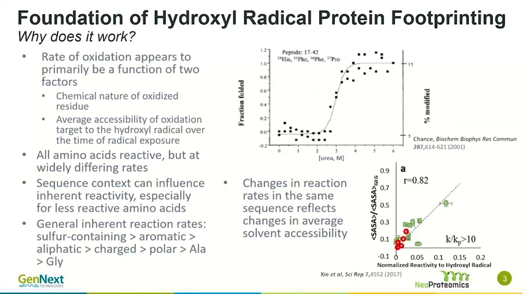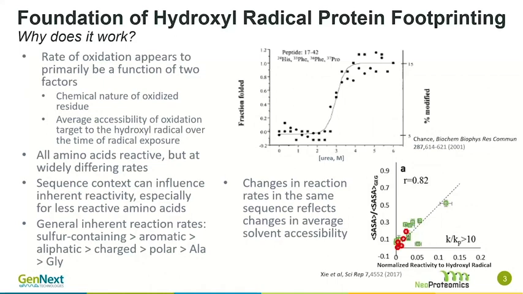But the other major factor is the average accessibility of that amino acid residue, that oxidation target, to the hydroxyl radical diffusing through solution over the time of the radical exposure. And so we usually will simplify this into a solvent accessible surface area. So we'll say that the rate of oxidation is directly proportional to the average solvent accessible surface area, because the hydroxyl radical is about the size of a water molecule and it's diffusing through aqueous solution. So it's very similar to the average solvent accessible surface area.